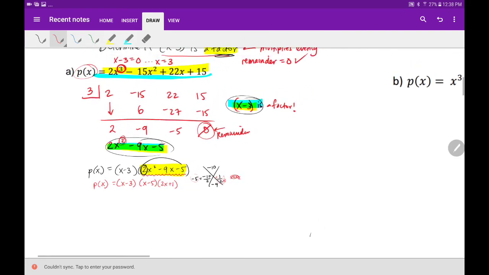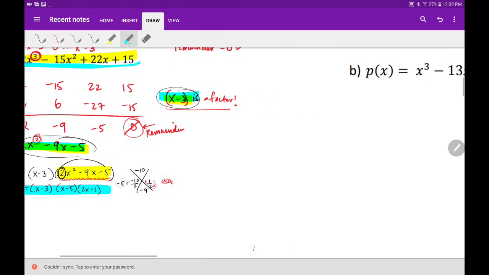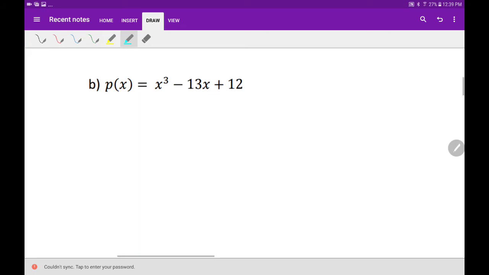So again, we used synthetic division to get our first factor, and then we used magic x to continue factoring it all the way, and that was our answer. Let's do one more. Okay, determine if x minus 3 is a factor.